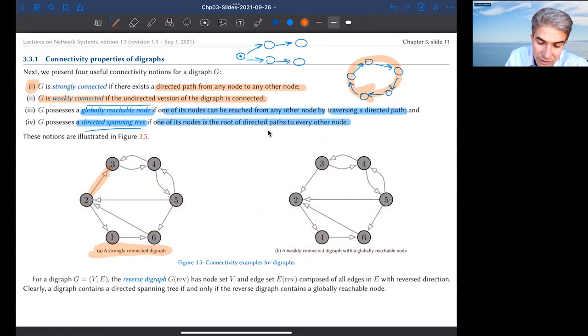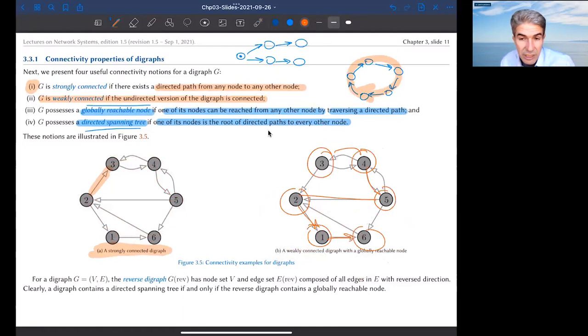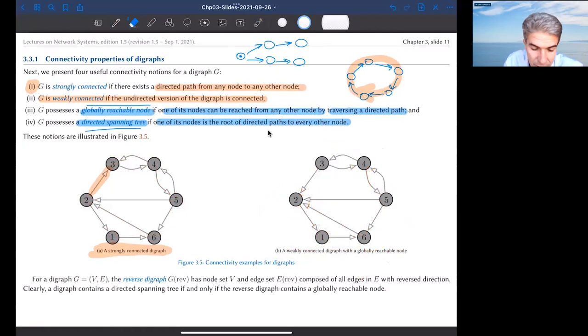It also contains spanning trees. You could start at node 3, go to 4, from 4 you go to 5, from 5 you go to 2, from 2 you go to 1, and from 1 you go to 6. So that's a spanning directed tree, right? Acyclic. So this graph has both a directed spanning tree with a root and at least one globally reachable node, in fact 3 of them, but it is not strongly connected.